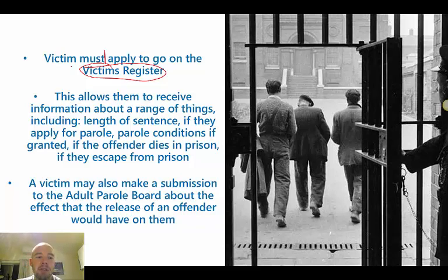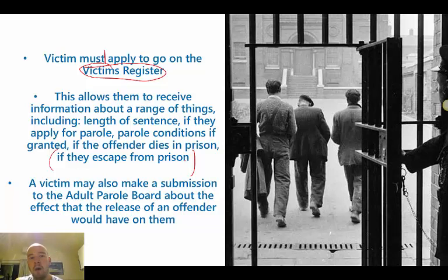If the offender dies in prison or they escape from prison, you should be informed as well. Probably the escape one is important, because they could be coming for you, perhaps. I would hope not. And yeah, if they die, they let you know, in case you wanted to do something with that information.